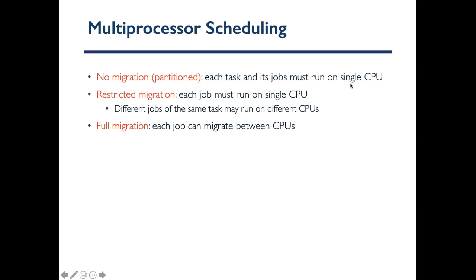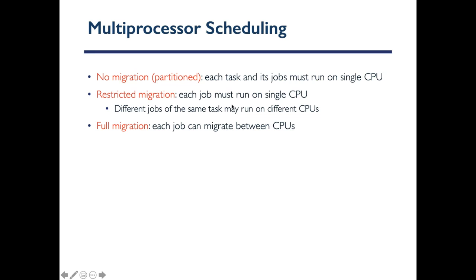Each task will be assigned to a CPU, and this task cannot migrate anywhere. This task and all its jobs will be executed on this CPU. So this is one way you can look at it. So this basically solves your problem. Now you just pick a uniprocessor scheduling policy, and after you partition your tasks, each CPU knows its tasks. It just independently schedules its tasks.